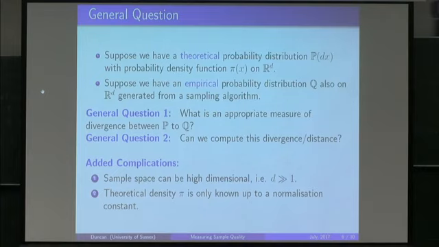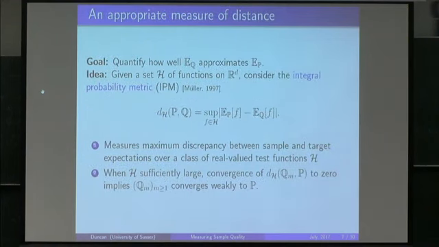And so typically for Bayesian inference, the challenges are that the sample space is very high dimensional, and we only know the density up to a normalization constant. And you can rephrase the same question, for example, for molecular dynamics problems. So the first question we have to ask is, what is an appropriate measure of distance?